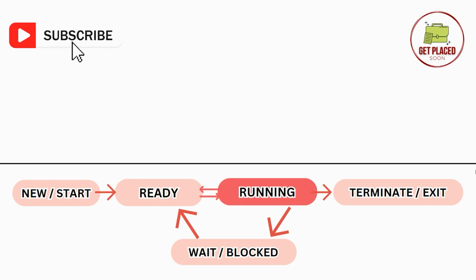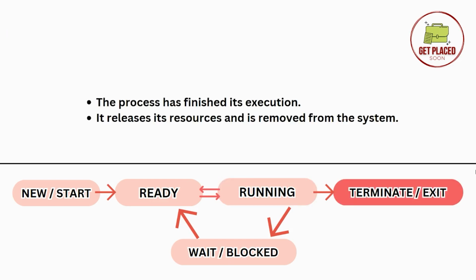As we already discussed the ready and running stages, next we go to the terminate stage. The terminate stage is nothing but the process having finished its execution. It releases its resources and is removed from the system. All the resources allocated to the process are released or deallocated, and the process is terminated and deleted permanently. So these are the five common stages that a process goes through.